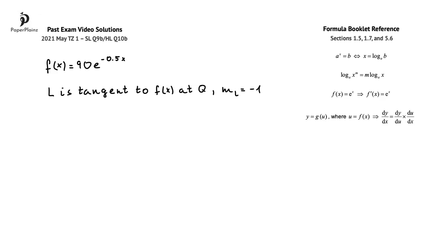In this question we are told that L has a gradient of -1 and that it is tangent to the graph of f at Q. We have to find the exact coordinates of Q. An important key word in this question is exact. Let's see what this word means here.